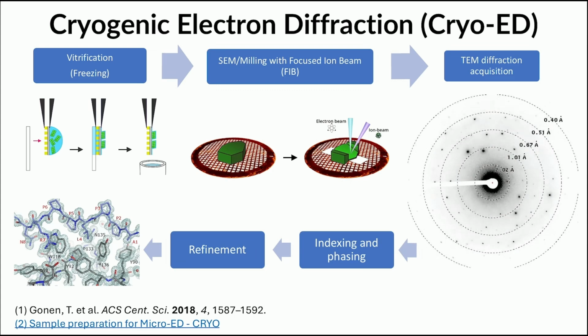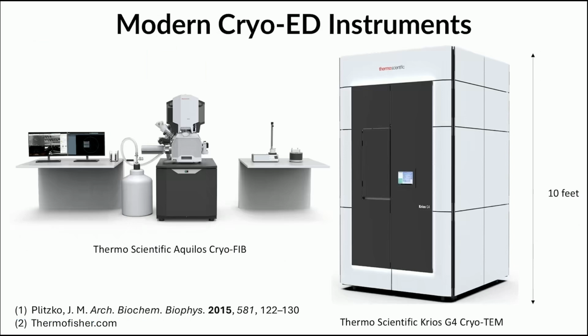We drop cast our solution on a carbon grid, and then we flash freeze it, or vitrify, in liquid ethane cooled by liquid nitrogen. Then we thin out the crystal so that it's transparent using gallium focused ion beam, and we acquire TEM data, we acquire the diffraction, and we do the indexing and phasing, which is the hardest part in electron diffraction. And then once we have the reflection file, we can use our favorite refinement technique to get the structure. So this is what a modern setup would look like.